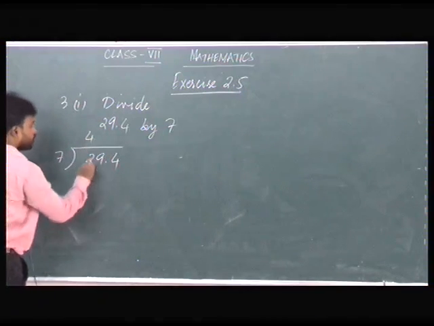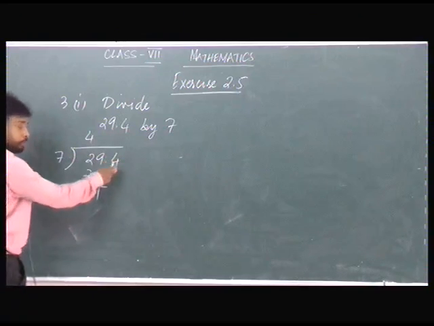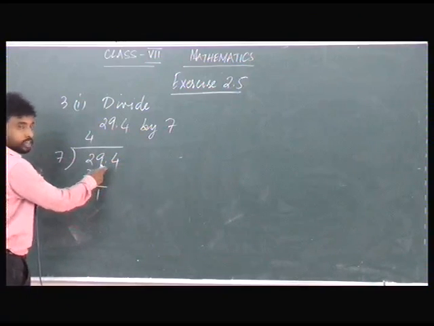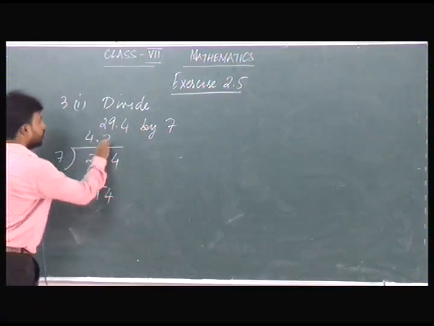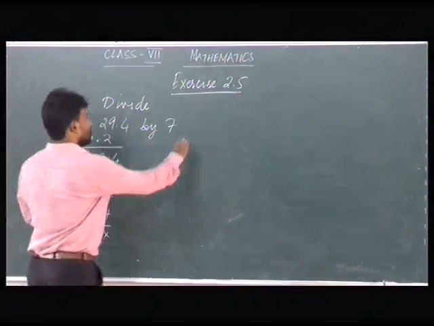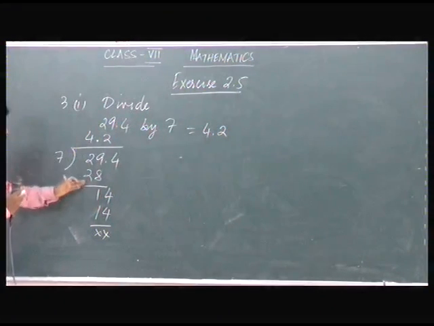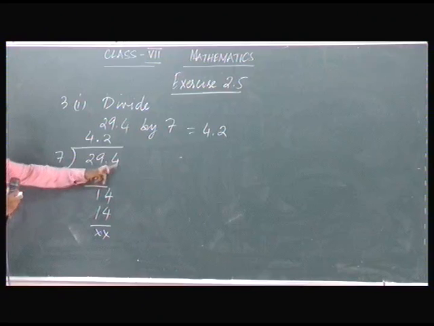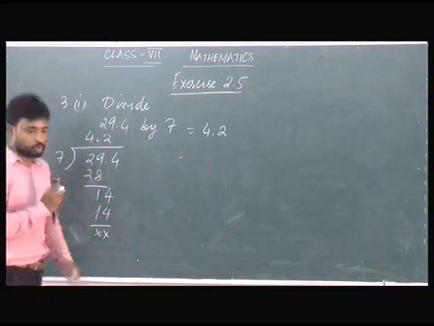7 4s are 28. We get 1 here. Now, before bringing down this number 4, we have a decimal here. So in the answer, put a decimal and bring down 4. And 7 will go 2 times in 14. So your ultimate answer is 4.2. I repeat, first you'll take 7 4s are 28. You get 1. Before bringing down 4, there's a decimal. So put the decimal here in the answer. And then you bring down 4. And then 7 2s are 14. Ultimate answer will be 4.2.